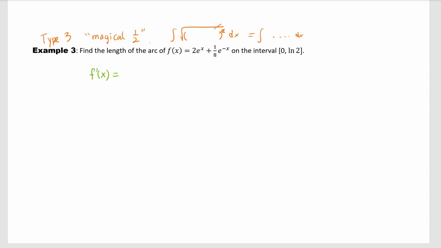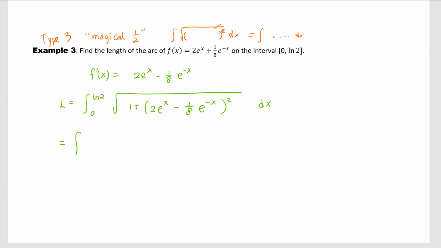Okay, so here we differentiate. Derivative of 2e to the x is 2e to the x. Derivative of that is minus 1 over 8e to the minus x. Right, so that is the derivative. And then the integral, x goes from 0 to ln of 2, square root of 1 plus the derivative squared. So far, so good, everybody.